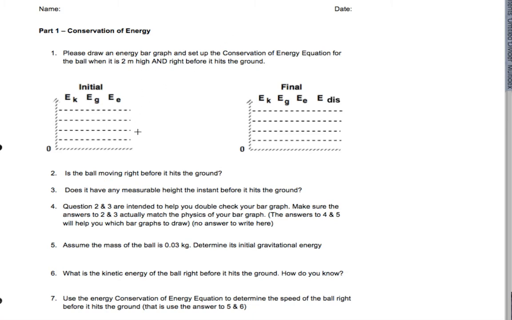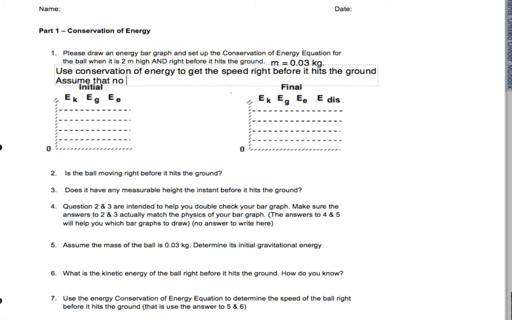So we're dropping a ball from 2 meters high, and we want to know its speed right before it hits the ground. And in class, what we actually said is that the mass of this ball is going to be m equals 0.03 kilograms. And what we want to do is basically use conservation of energy to get the speed right before it hits the ground. And we also assume that no energy is dissipated.